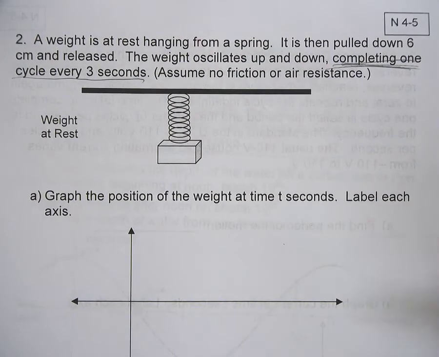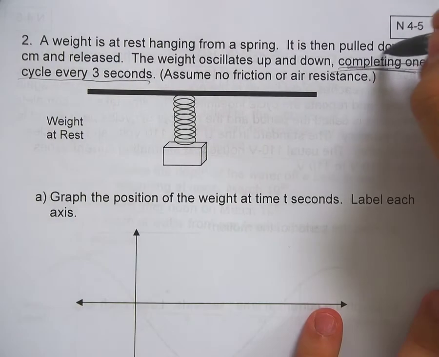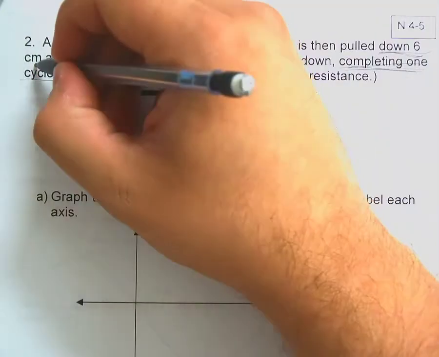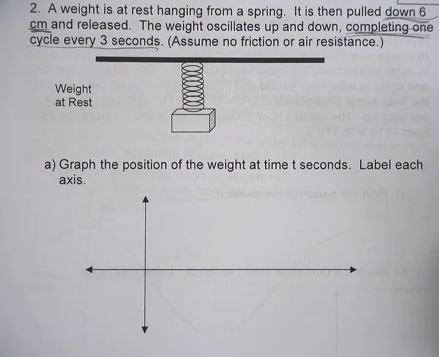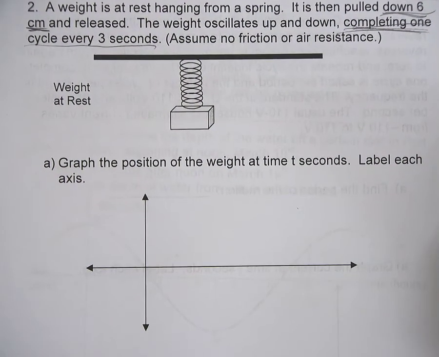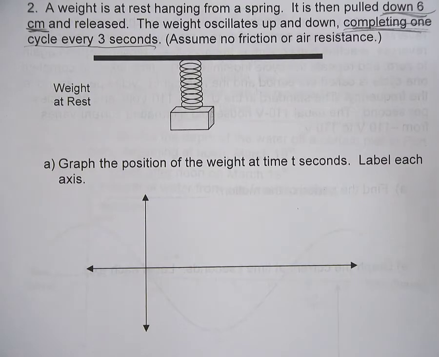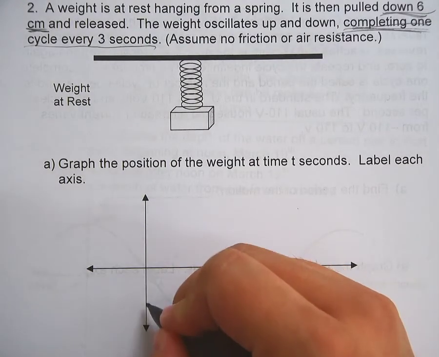Assume that no friction or air resistance is there, so it's going to keep going and going, right? Okay, so a couple things very important. It's completing one cycle every 3 seconds, and I pulled it down 6 centimeters. Okay? Graph the position of the weight at time t. Label each axis. So to start off here, I pulled it down 6 centimeters.